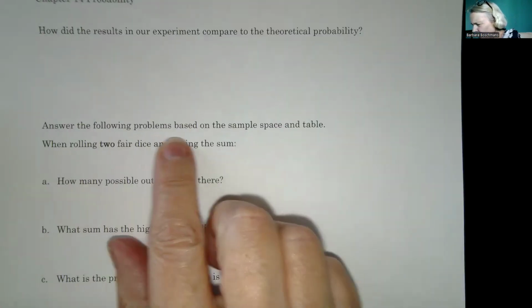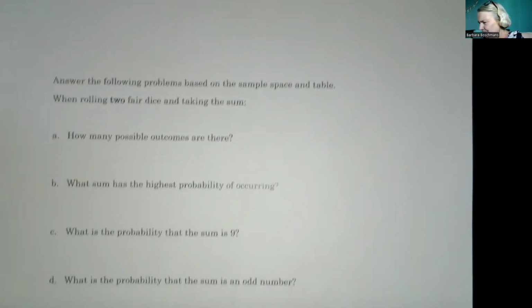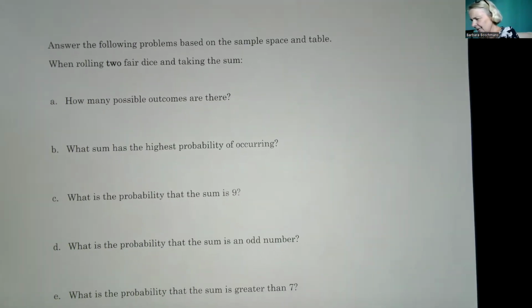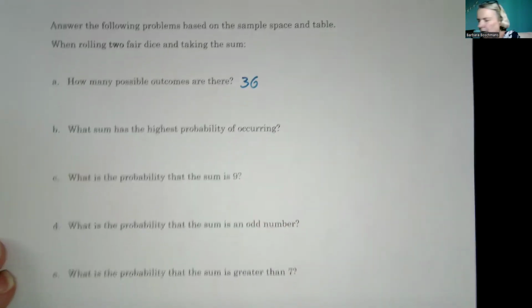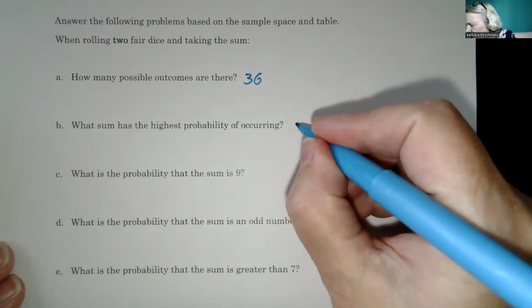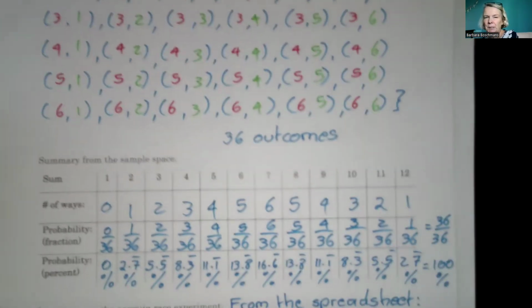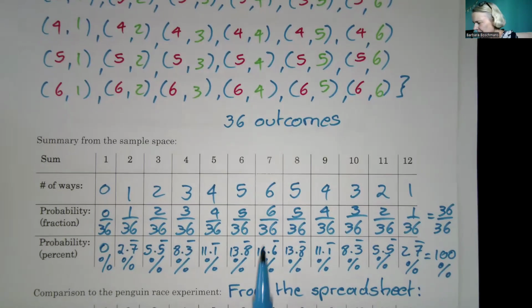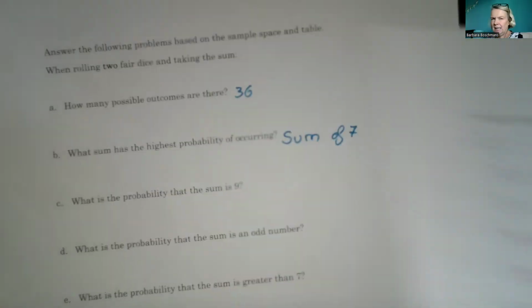So answer the following problems based on the sample space and the table for the theoretical probability. When rolling 2 fair dice and taking the sum, how many possible outcomes are there? There are 36 outcomes. What sum has the highest probability of occurring? That is a sum of 7. And when I said we're better at percents than we are at fractions, because a sum of 7 has a 16.6 repeating percent probability of happening. 6 out of 36 is the highest probability in this table.